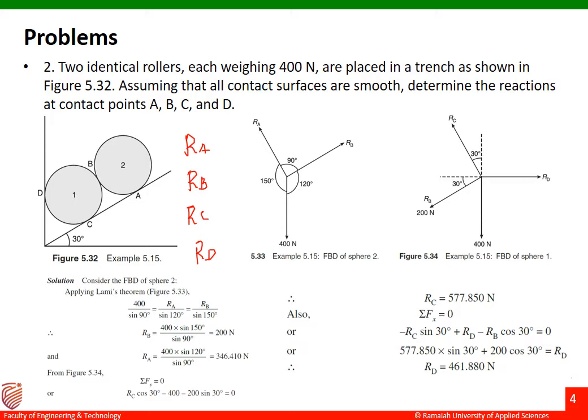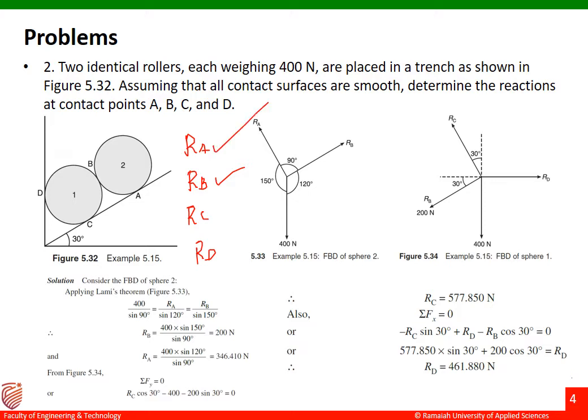RB is calculated using the formula 400 into sine 150 degrees divided by sine 90 degrees. So we'll get the answer for RB as 200 Newton. So my RB is calculated. One value is calculated. Next we can find RA. RA is equal to 400 by sine 90 degrees into sine 120 degrees. We'll get the answer for RA, that is 346.410 Newton.